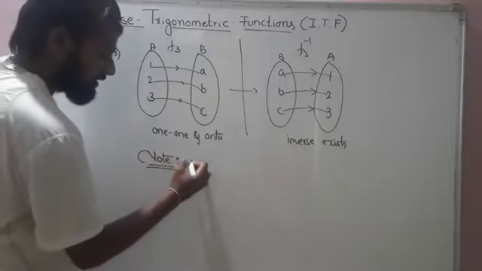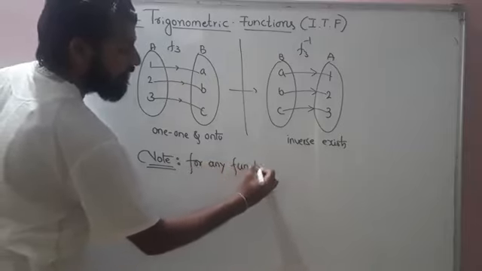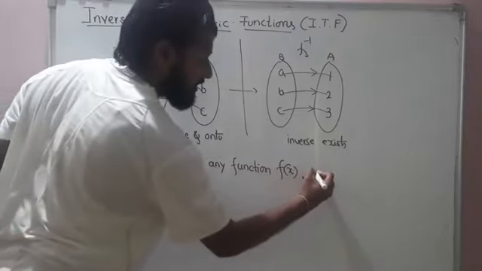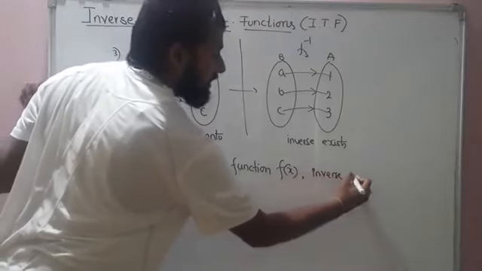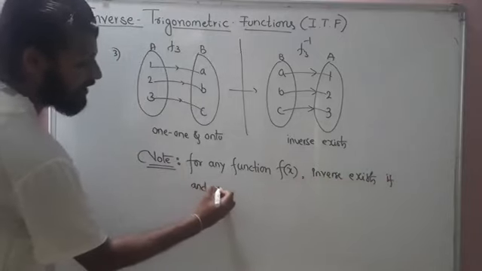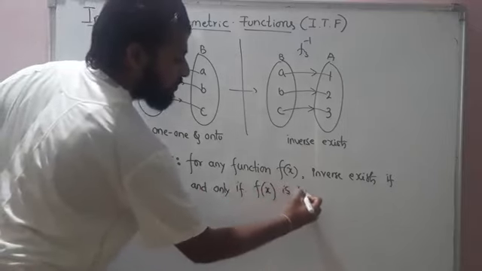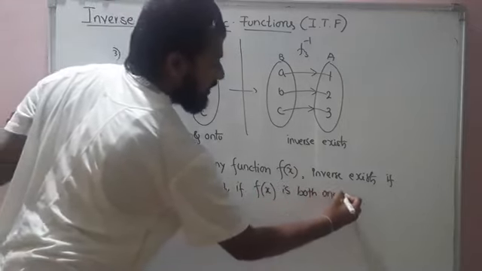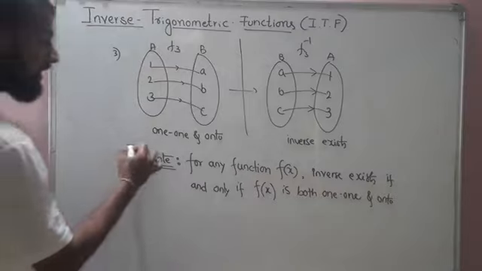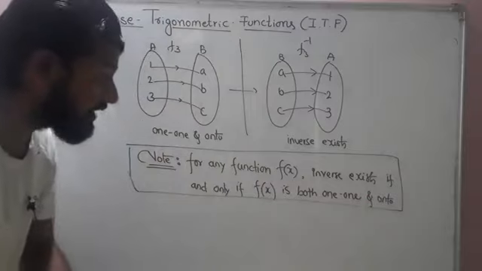What I'll write is, for any function f of x, inverse exists if and only if f of x is both 1, 1 and onto. Both 1, 1 and onto. So this is the golden statement I just got from the conclusion. Whatever we spent 5 to 6 minutes on, the conclusion is this one.